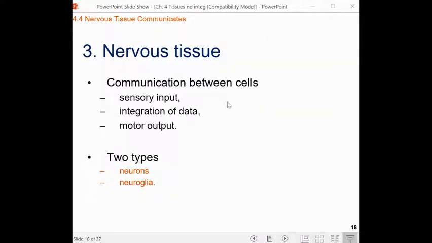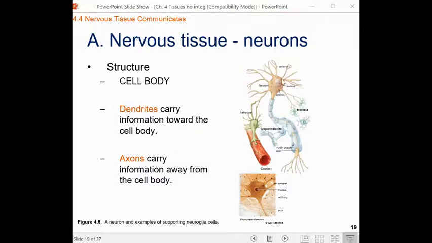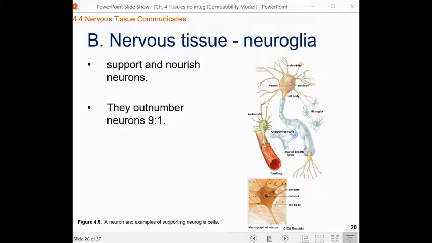The third category of tissue is nervous tissue. It's used for communication between your cells, sensory input, integration of data, and motor output. There are only two types of cells that we find in the nervous tissue. The neuron itself is the workhorse of the nervous system. It has a cell body, it has dendrites that receive signals, and it has axons that allow those signals to carry out.